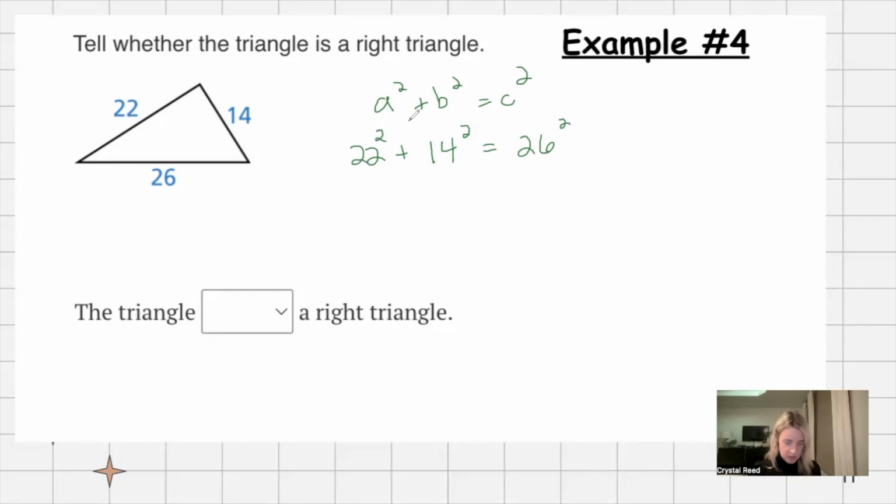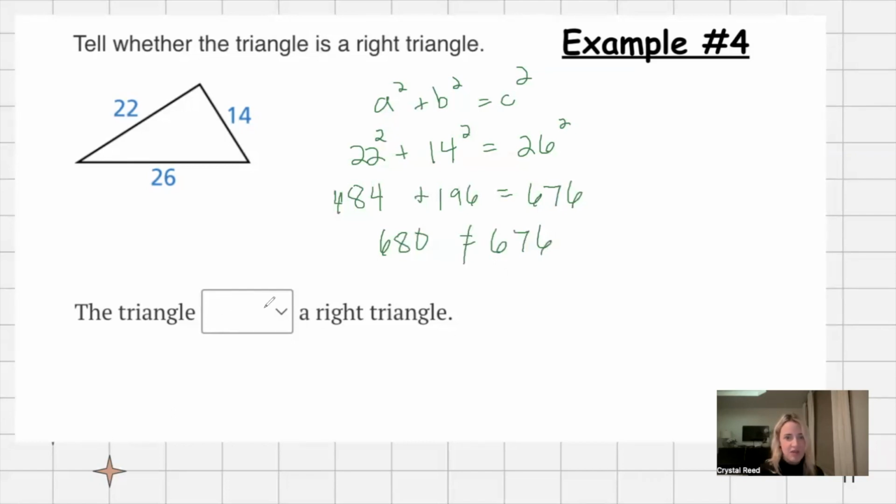So 22 squared, 484, plus 14 squared, 196, equals 26 squared, 676. Do those equal each other? 484 plus 196 is 680. Does 680 equal 676? It's pretty close to being right, but it's not. They don't equal each other.